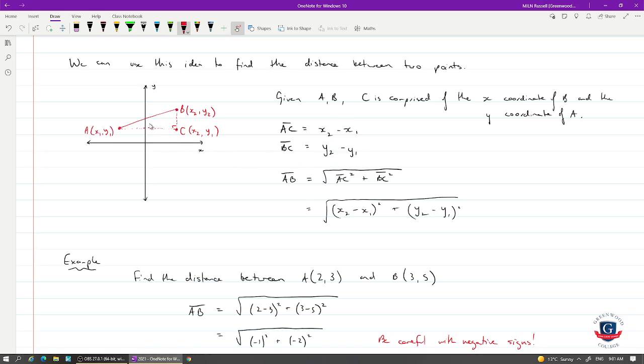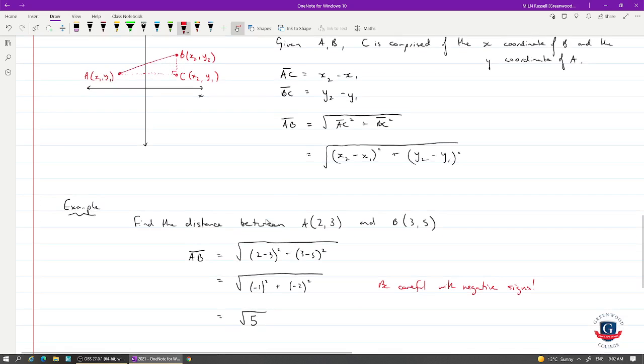And we want to find the distance AB. Well, if we know this distance of a right angle triangle, and we know this distance of a right angle triangle, we can find the hypotenuse by using Pythagoras' theorem. So we take AC, we square it, we take BC, we square it, we add them together, we find the square root, and it gives us this formula here, as AC is just, as we said, x2 take x1, and BC is just y2 take y1, as we found out earlier. Sounds very complicated, quite simple in practice.